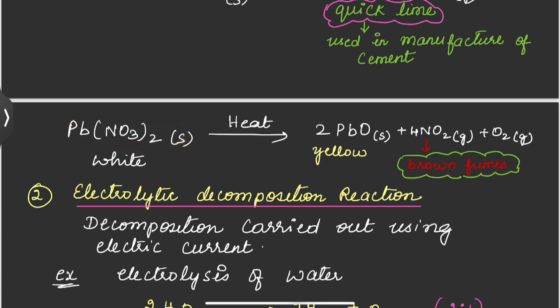When you heat it, it will produce lead oxide. Lead oxide is yellow in color, along with the liberation of two types of gases, that is, nitrogen dioxide and oxygen gas. Nitrogen dioxide is brown fumes. When you heat this lead nitrate, you can see brown color fumes come out. That brown color fumes is nothing but nitrogen dioxide. This was asked in the final board examination: what is the brown color which is liberated when lead nitrate is heated? You have to write that it is nitrogen dioxide gas which gives that brown color fumes.